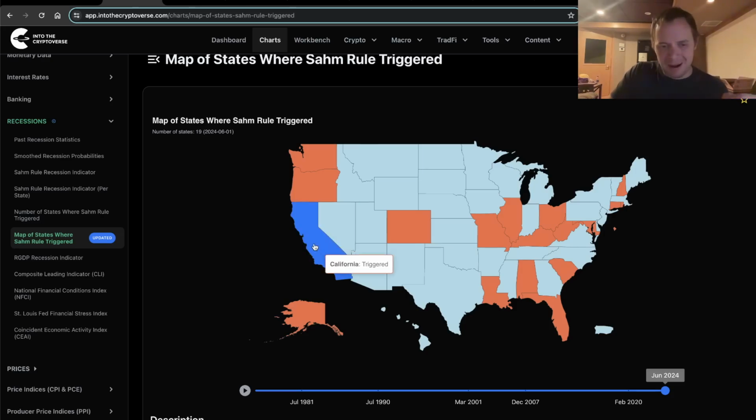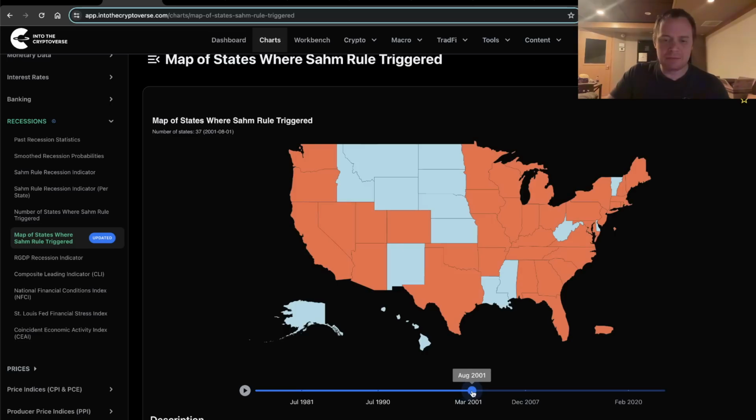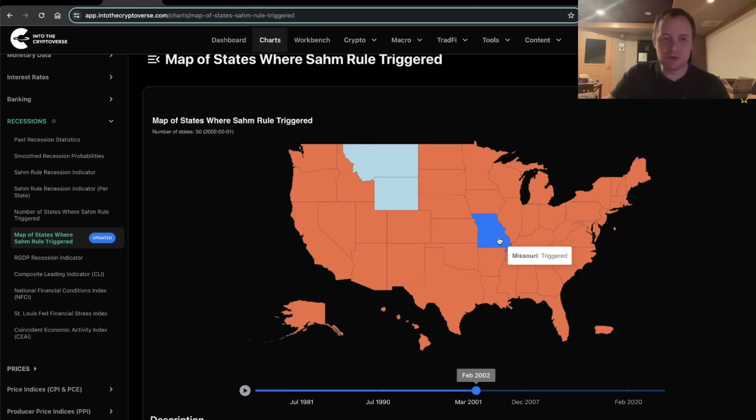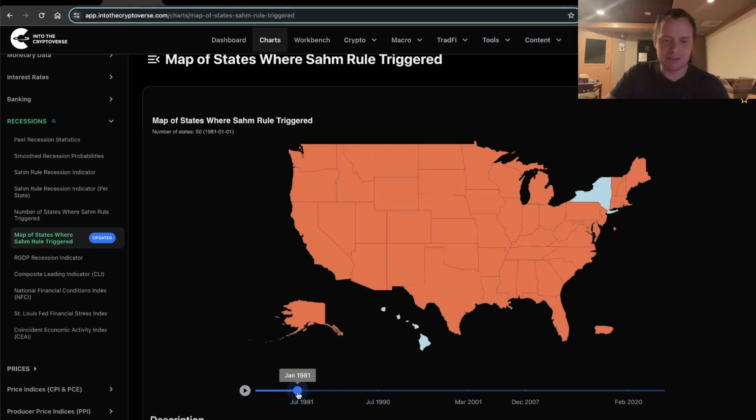And what you'll notice is that pockets of the country will show weakness first, right? And then it'll slowly spread. I want to show you what the other recessions look like. Look at the map right now. Look at what it looked like in December of 2008. Everywhere it was in a recession, right? Look at what it was in February of 2022. Basically everywhere, with the exception of two states, had the Sahm Rule trigger. And you can go back and look at very similar things in prior recessions, right?